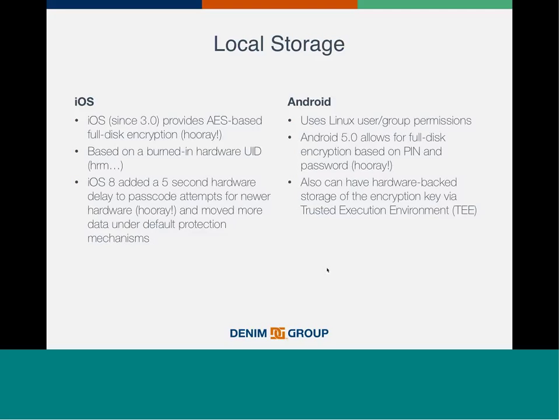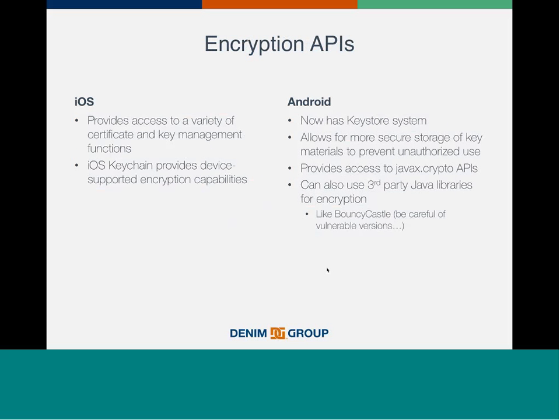In the Android world, from 5.0, they allow for full disk encryption based on a PIN or password. Again, that's a very good direction to be moving. And also the newer versions of Android have started to provide access to things like hardware-backed encryption via the trusted execution environment, which, again, are both things that are moving in the right direction. One thing I would caution you, though, as you look at protecting things on these devices, is these protection mechanisms have been introduced, but they've also been found to have problems. And that's one of the things we'll look at more specifically here, looking at these encryption APIs that are available.